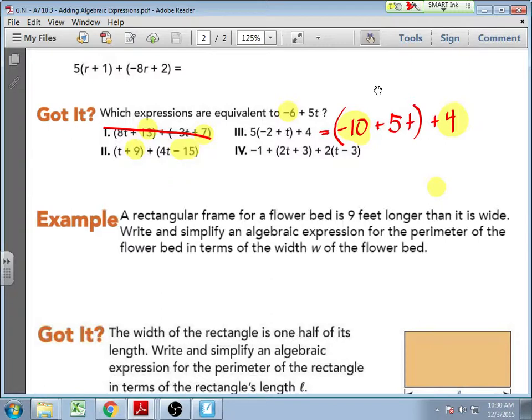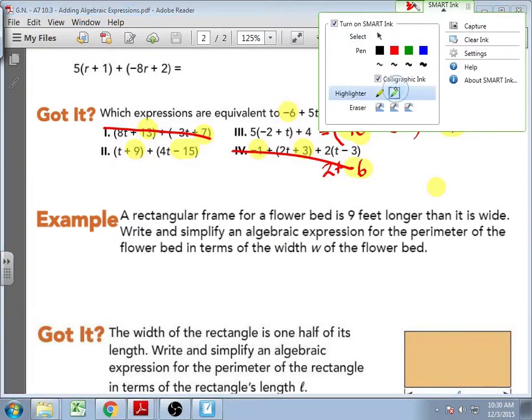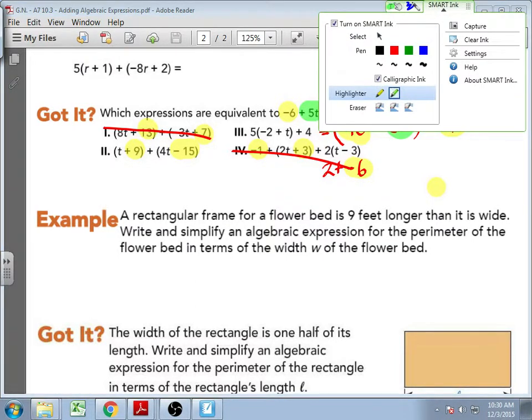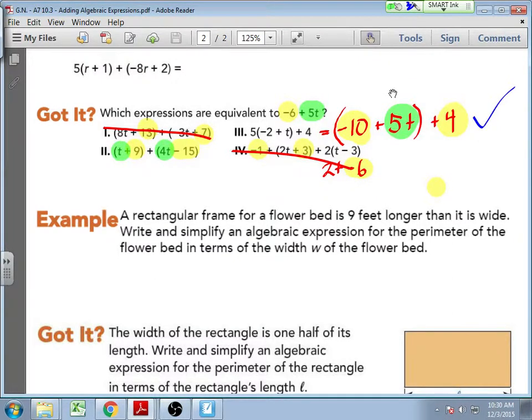Then here, this distribution would be 2t minus 6. So I really have a negative 6, a 3, and a negative 1. So if I combine my negatives, I have negative 7 plus 3. Will that give me negative 6? No. So option 4 is out. So now we only have 2 options left. Now go look at your variables. The variable I need is 5t. So 5t, any other variables? No, so this checks out. It works. And down here we have 4t and a t. Did we get 5t? Yeah, so it also works.